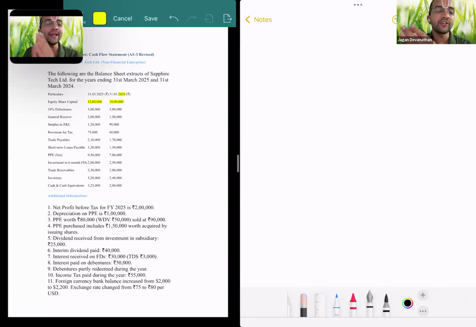Now let's see the additional information. The first thing is net profit before tax for financial year 2025 is 2 lakhs. Again, depreciation on PPE is given. PPE worth 80,000 at WDV is sold at 90,000, so you need to calculate profit or loss. Next, PPE purchased includes 1,50,000 worth acquired by issuing shares. So by now you would have realized that the kingmaker in this question is going to be PPE.